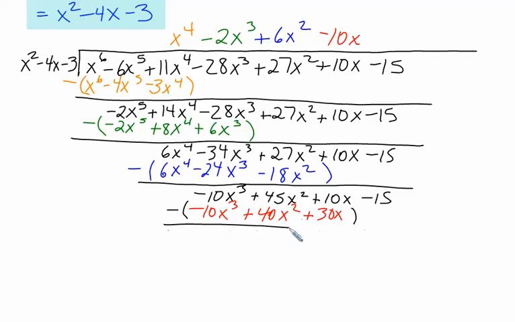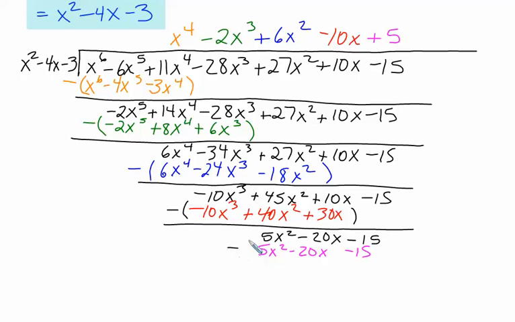Subtract those suckers off. The 10's cancel. 45 minus 40 will be a 5x squared. 10 minus 30 would be a negative 20x. And then we have a negative 15 along for the ride. Now when we finish this off, going up in the quotient will be a plus 5. That'll get us 5x squared minus 20x minus 15.